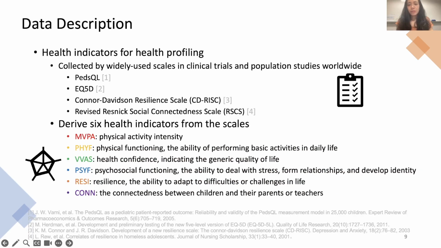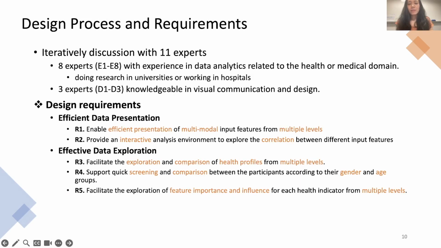We also collected children's physical and mental health indicators for health profiling by widely used scales. Based on the scales, we derived 6 health indicators, describing children's health from the perspectives of physical activity intensity, physical functioning, psychosocial functioning, resilience, and connectedness. We interviewed 8 health data analytic experts and 3 visual design specialists to establish our system's design requirements. After iterative discussion, we identified 5 key requirements for efficient data presentation and effective data exploration from multiple levels.